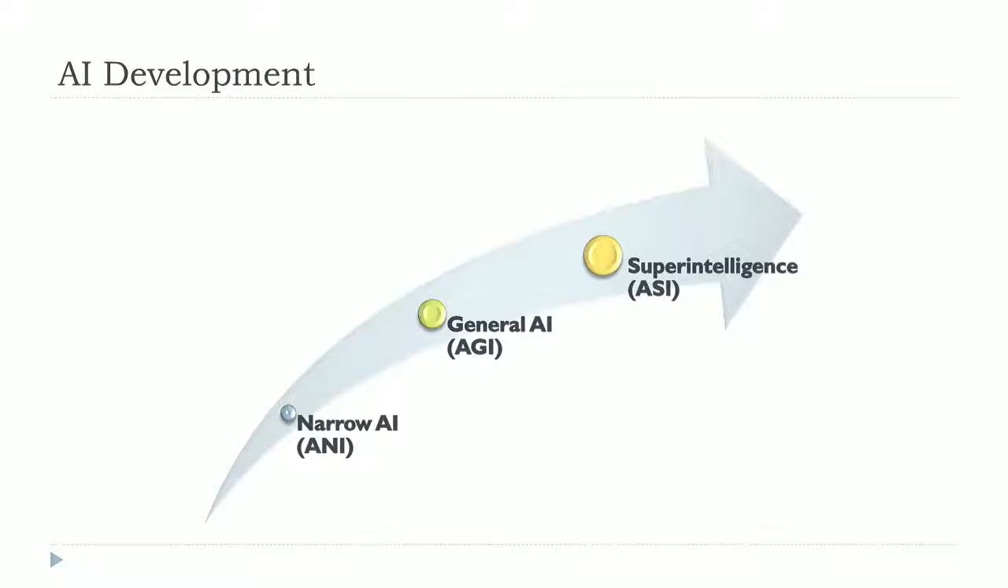Now, a next phase that is expected by some people is the area of general AI, or artificial general intelligence. This would be a point in the future where machines are equally intelligent as human beings in all areas that you can imagine.